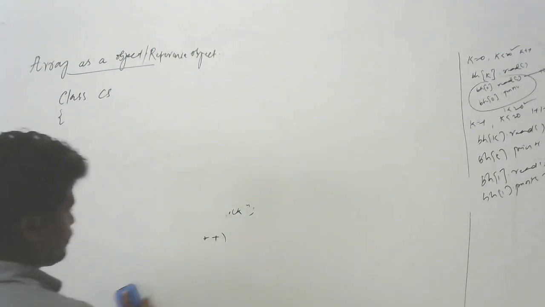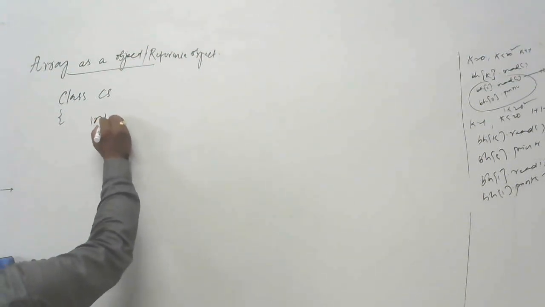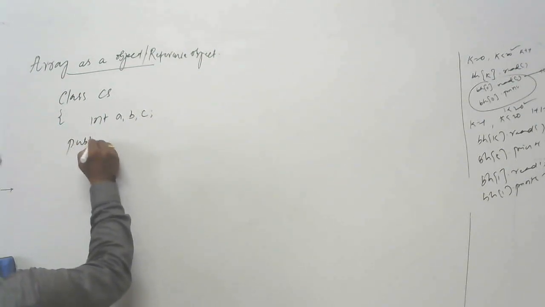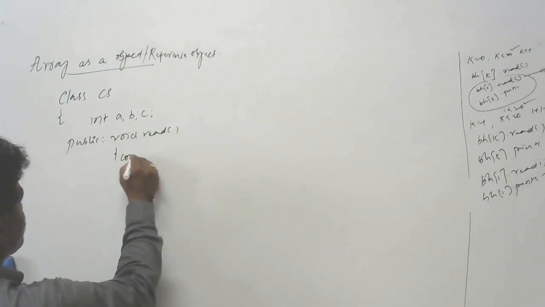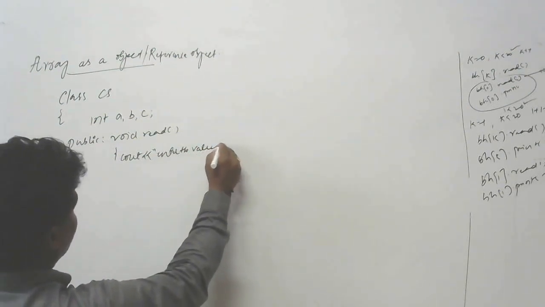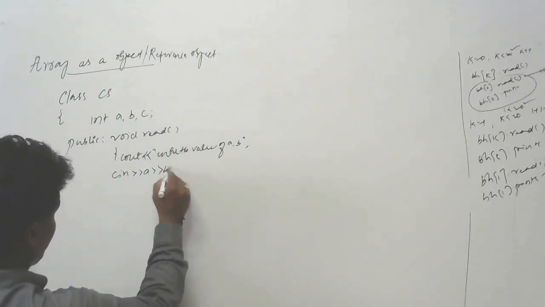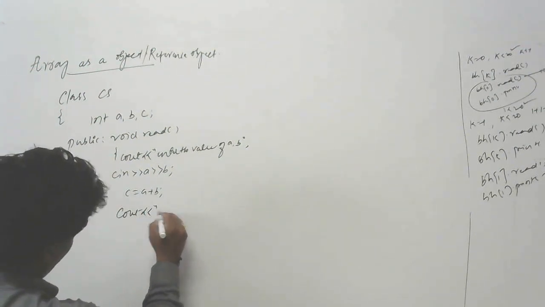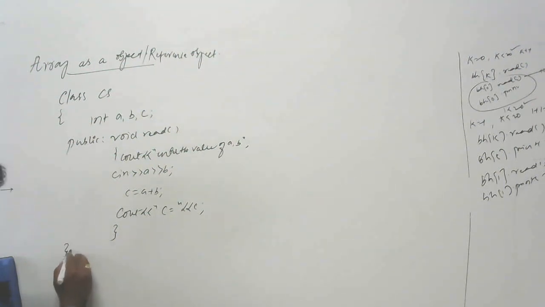Any one example you are supposed to write in the exam when this particular concept is asked. So here you take int a, b, c. Public void read, I will take here cout "enter the value of a, b", cin a, b, c equals a plus b, cout c. This is the value printed. Fine. Then close the class block.